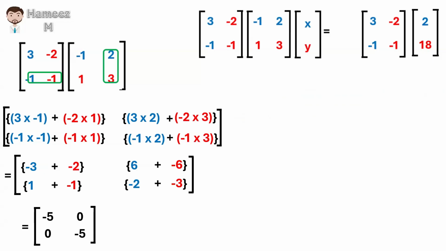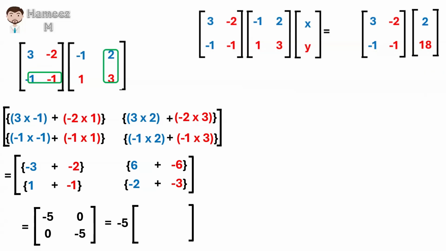So now, this looks kind of familiar. This looks like a diagonal matrix because all the terms which are not on the main diagonal are 0, and it's a square matrix. Now, can we change this diagonal matrix into an identity? Well, let's see if we can factorize out the minus 5. We can pull out minus 5 from there.